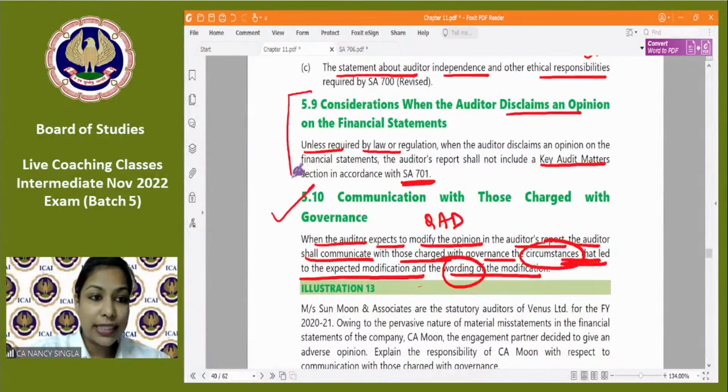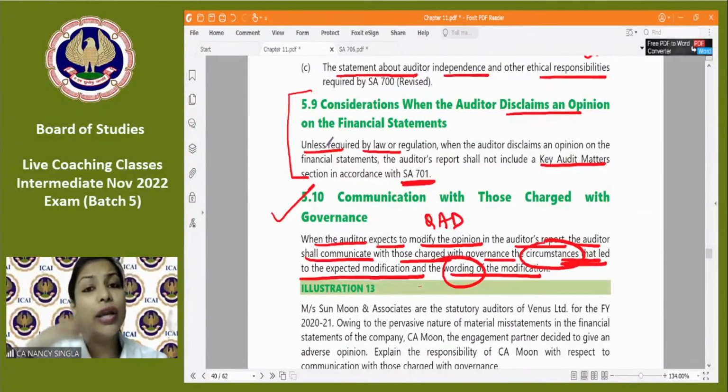Now SA 705 says that consideration when the auditor disclaims an opinion on financial statements. So it says that if the auditor is disclaiming an opinion under SA 705, in that case auditor will not give key audit matters, है ना? Why? Because logical है ना, because auditor आप तो कह रहे हो आपको sufficient appropriate audit evidence मिला ही नहीं है, आप opinion ही नहीं दे रहे हो, और एक side पे आप additional information दे रहे हो that these were the key audit matters, है ना?